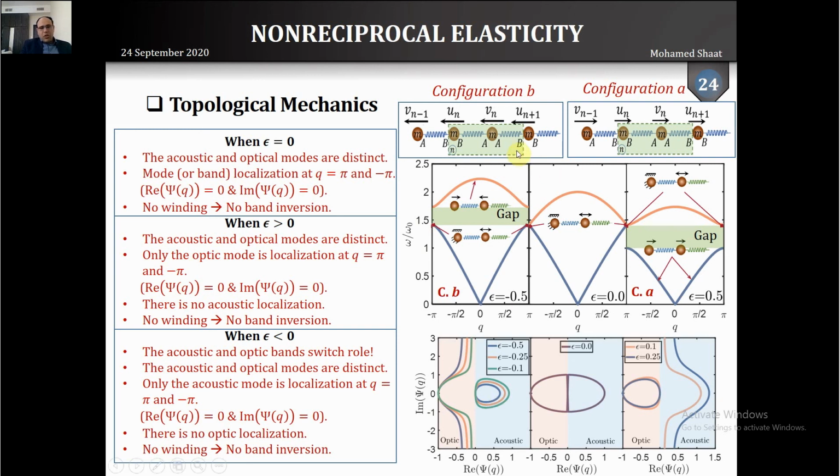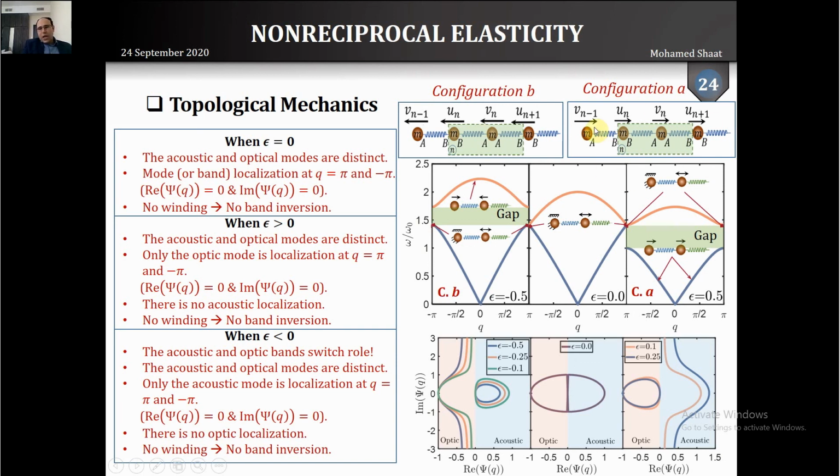Like, for example, the diatomic lattice shown here. Because of the non-reciprocal elasticity of the metamaterial that replaced these springs, the stiffness and hence the eigenmodes of the lattice when it vibrates to the right will be different from when it vibrates to the left. And this results in two configurations which are shown here. In this configuration A, all atoms are moving to the right. In configuration B, all atoms are moving to the left.